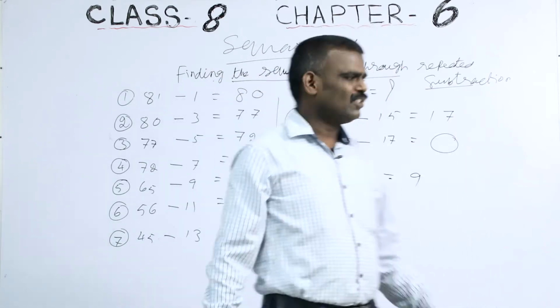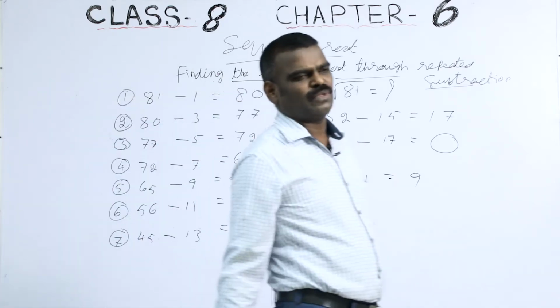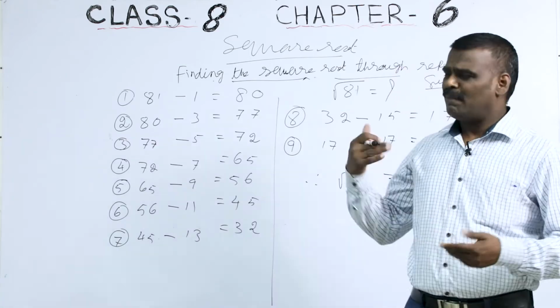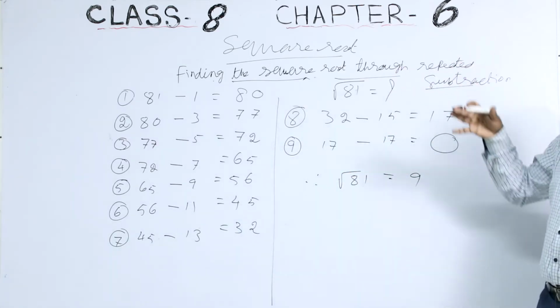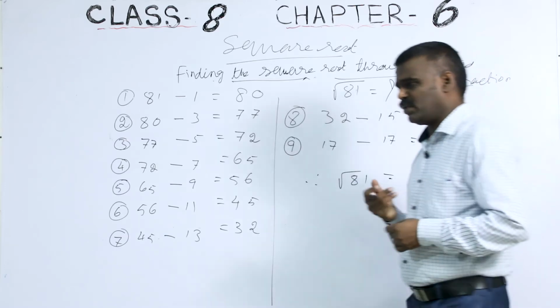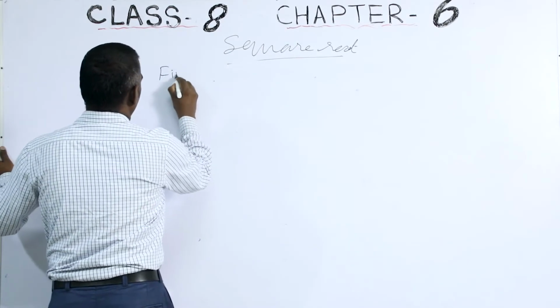Do you understand, children? So, like that, it is a bit lengthy, a time pass sometimes. This kind of questions, very less chance for exam purpose. But yes, to know, these are the different methods we can find out the square root. Okay. Next, finding the square root.